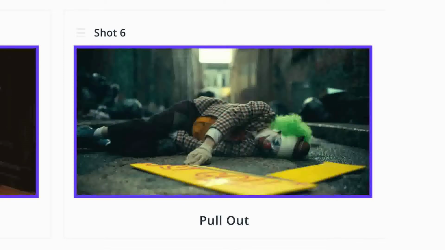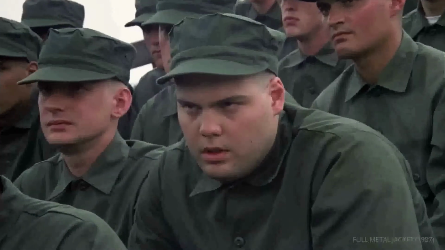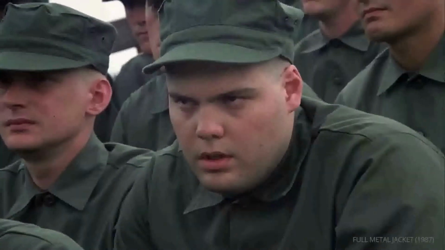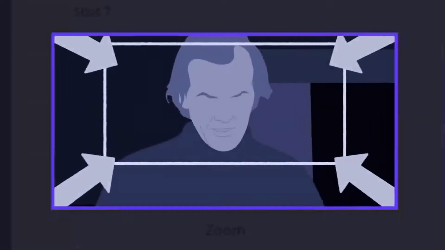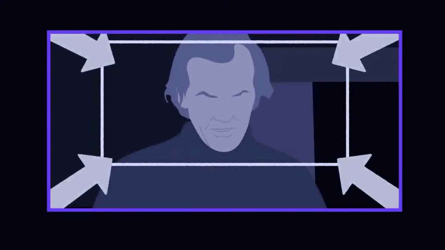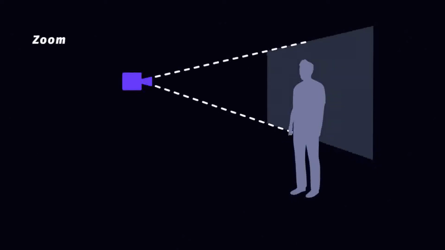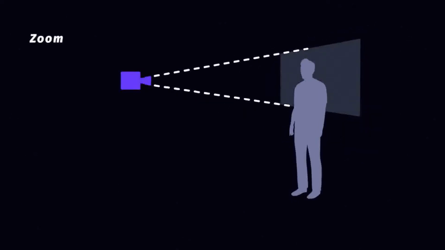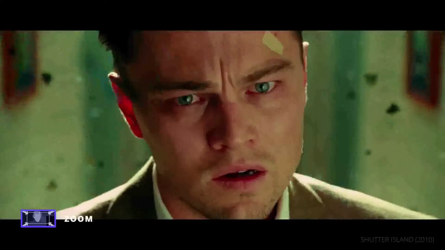Our next movement directs our attention without moving the camera at all. Enter the zoom. A zoom may not be a camera movement per se, but there is movement created in camera. Zoom shots change the focal length of a camera's lens to zoom in or zoom out.